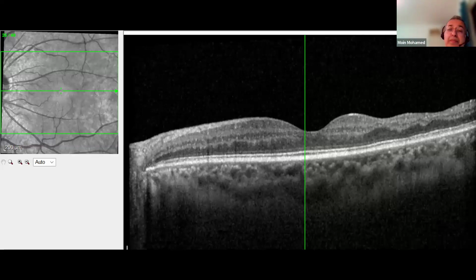This is the fellow eye of the same patient. So again, the foveal contour, often in sickle patients, is splayed, so it's much wider and a bit shallower. This patient's not so bad. So the nasal retina is largely intact.